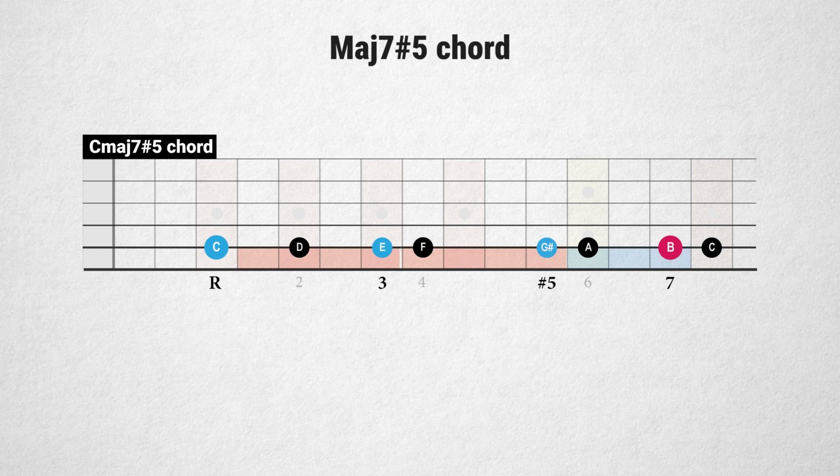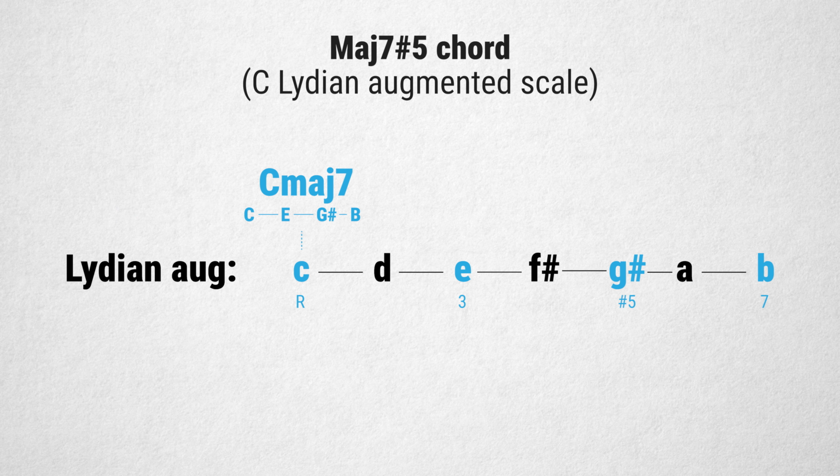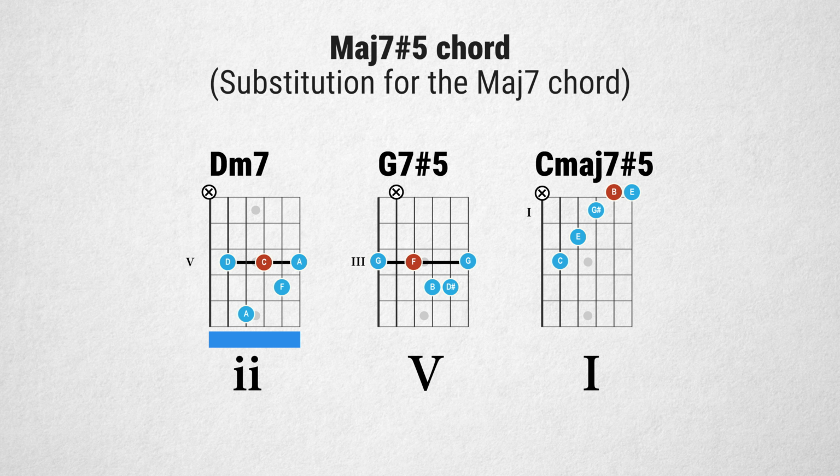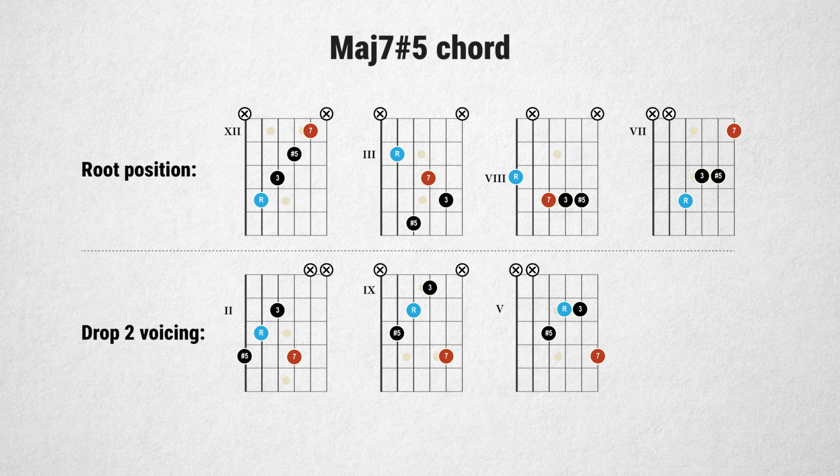The sound is a bit mysterious. And this chord is the tonic of the Lydian augmented scale, which is the 3rd mode of the melodic minor scale. But the chord can also be a daring substitution for the tonic major 7th chord in some cases to create tension at the end of a progression. Here are some shapes of the root position and drop 2 voicings.